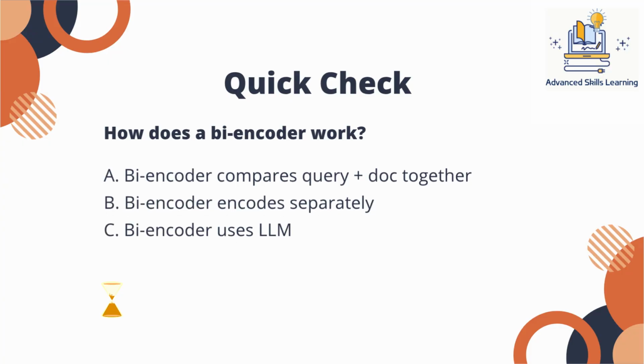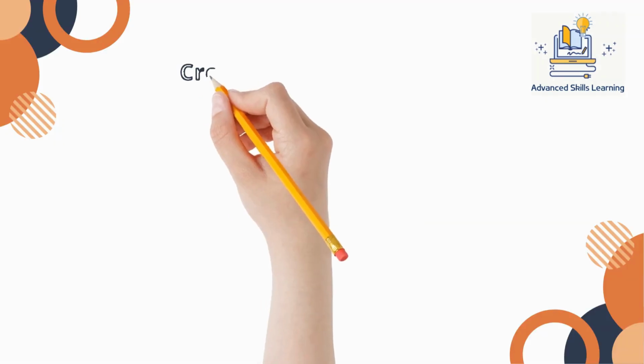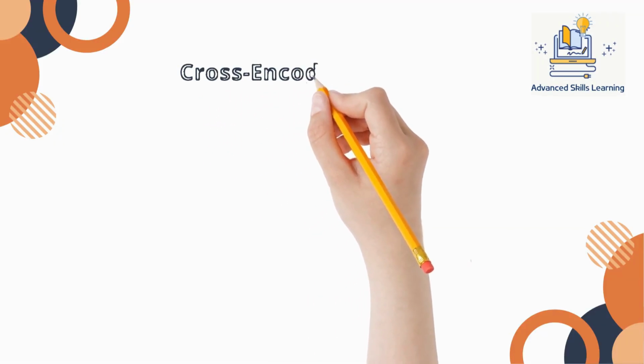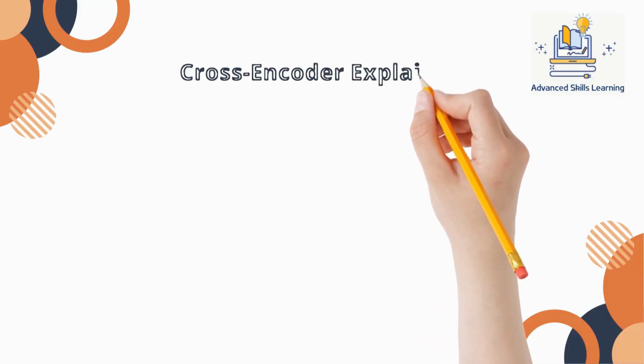Quick check. 2 seconds. How does a bi-encoder work? A. Bi-encoder compares query plus doc together. B. Bi-encoder encodes separately. C. Bi-encoder uses LLM. Keep your guess. The answer is B.